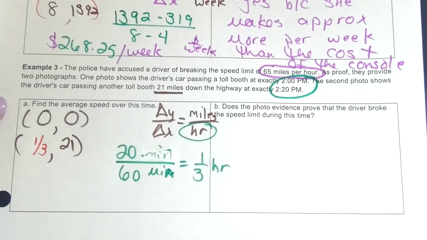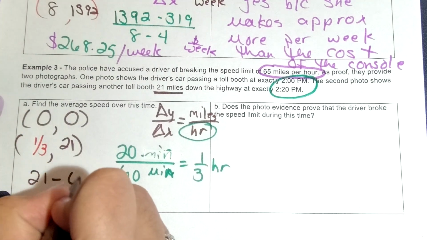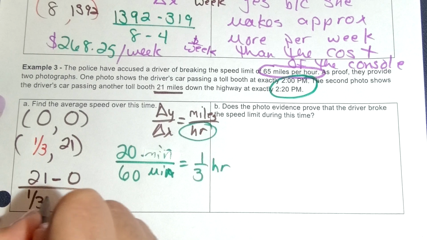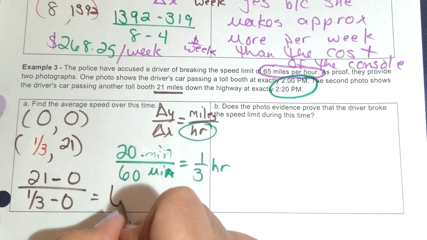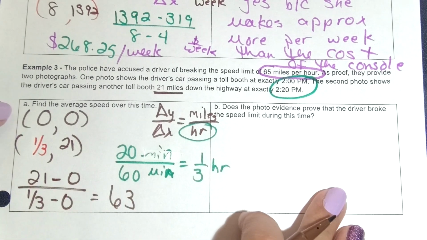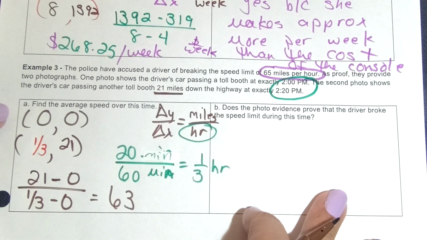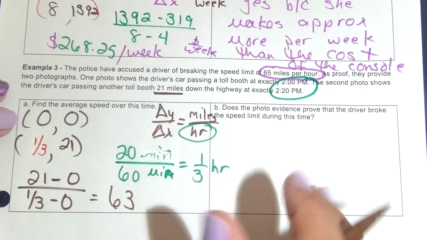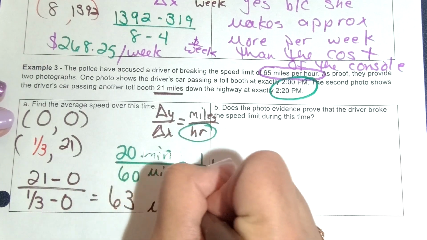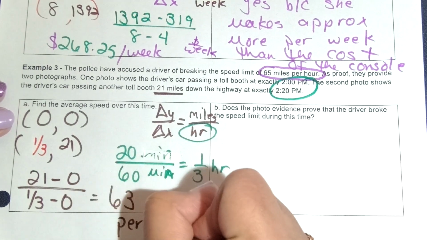Now do we have the 2 things? Yes. So we're just going to do 21 minus 0 over 1/3 minus 0 is equal to 63. 63 what? Miles per hour. Questions?